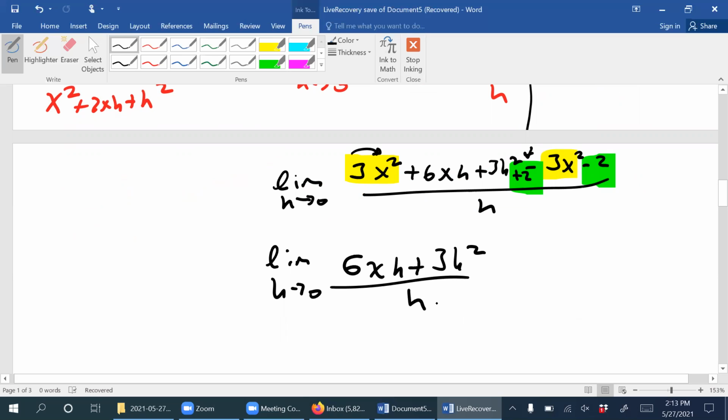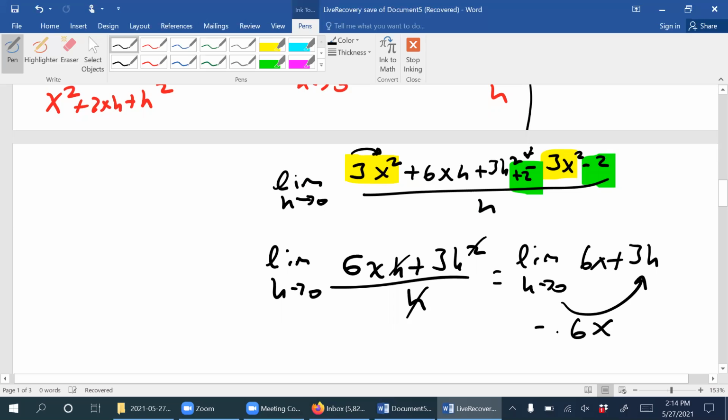Now, just like in IXL before, we said we can divide everyone by h. Do you see h's on top? I'm going to divide them all out. Here you go, see you later, h. It was fun while it lasted. The limit as h gets closer to 0 of 6x plus 3h. Now, here's what we do. We plug in the 0. 6x is my answer.